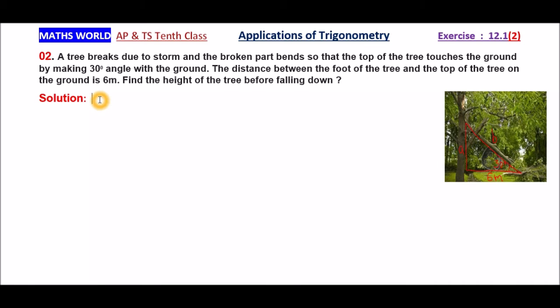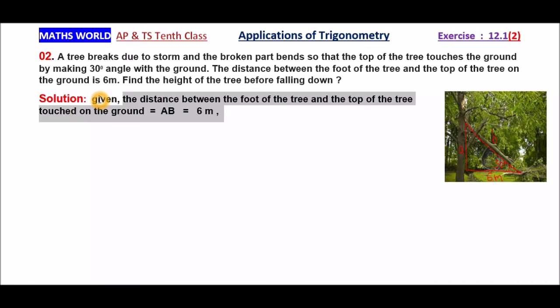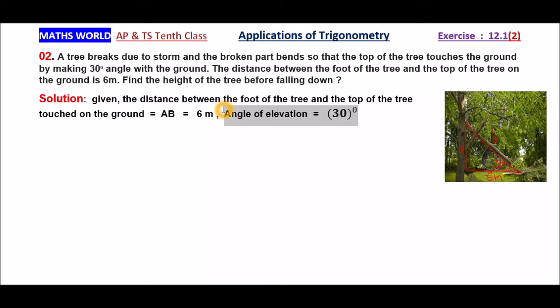Now, right here, what is given? Given the distance between the foot of the tree and the top of the tree touched on the ground is 6 meters. Let it be A, B. AB is equal to 6 meters. Angle of elevation is 30 degrees.